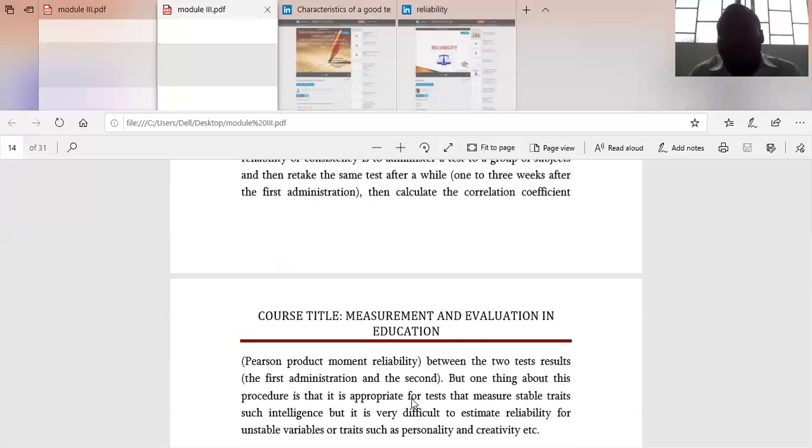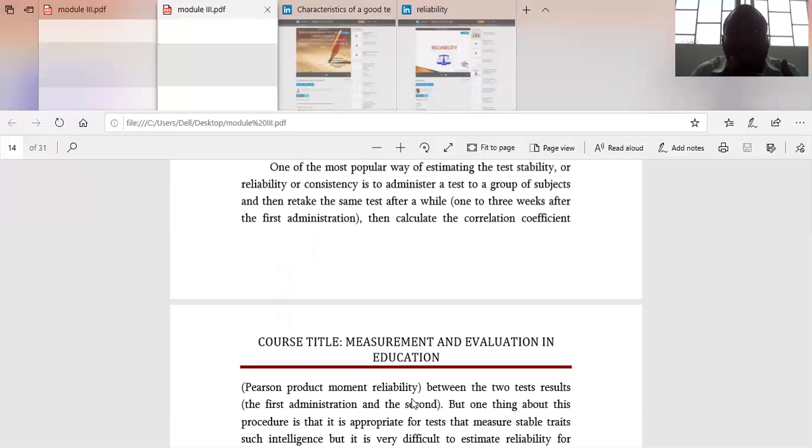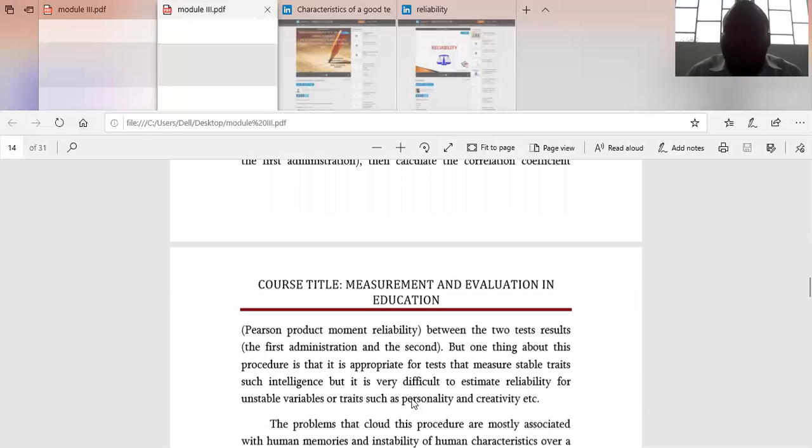Yeah, for the correlation coefficient, we are just looking at how the results are correlated, and the kind of formula we can use is what we call Pearson product moment reliability. That's between the two test results, the first administration and the second. So you correlate and check: is there a correlation? So when you are just using the test, the correct formula to use to determine the reliability is Pearson product moment reliability.